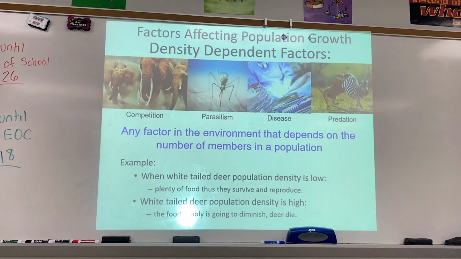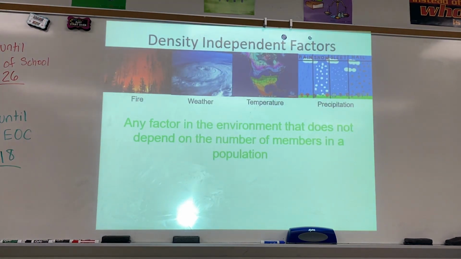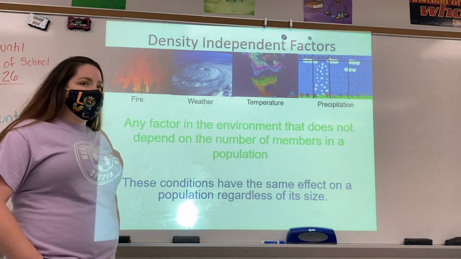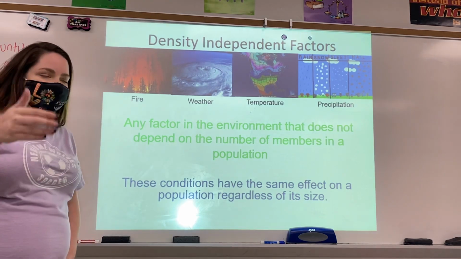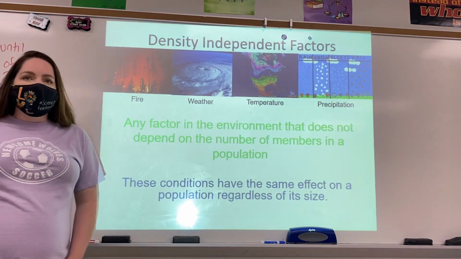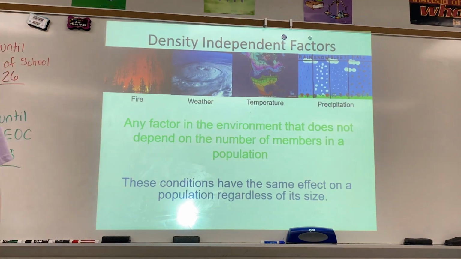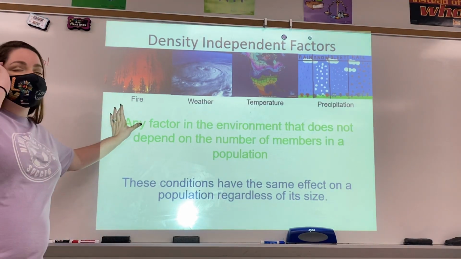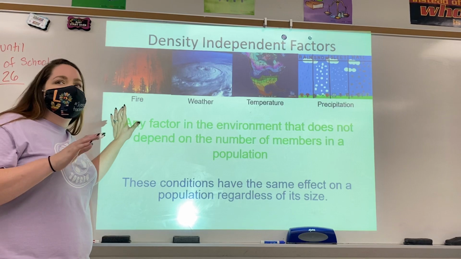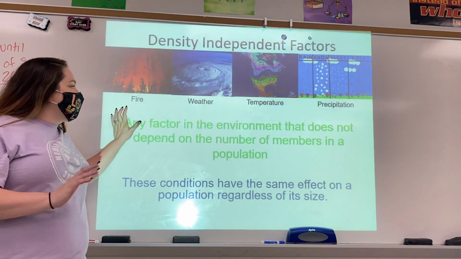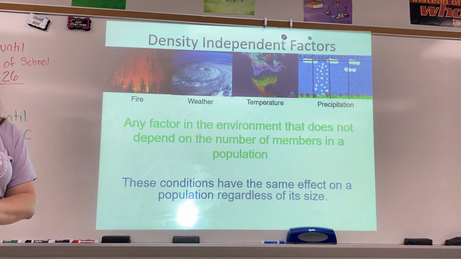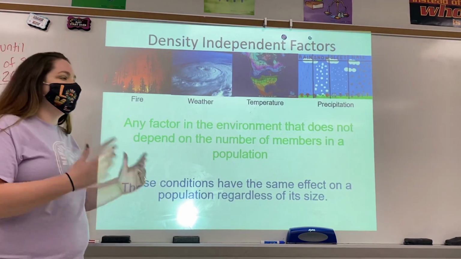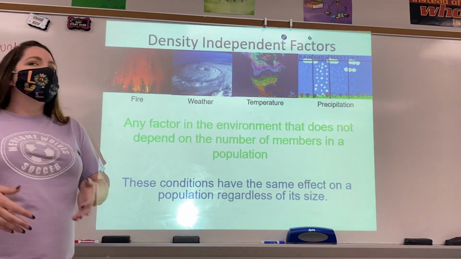So that's density dependent. And then you have density independent. So these factors are going to be factors that are not dependent. Independent means not dependent. So these factors are not dependent on how many individuals are in the population. These are more of your abiotic factors, whereas your density dependent factors are more your biotic factors. So these are your abiotic factors. You have fire, weather, temperature, precipitation. Any of these are going to happen no matter what, whether you have 10 individuals in a population, or if you have 10,000.